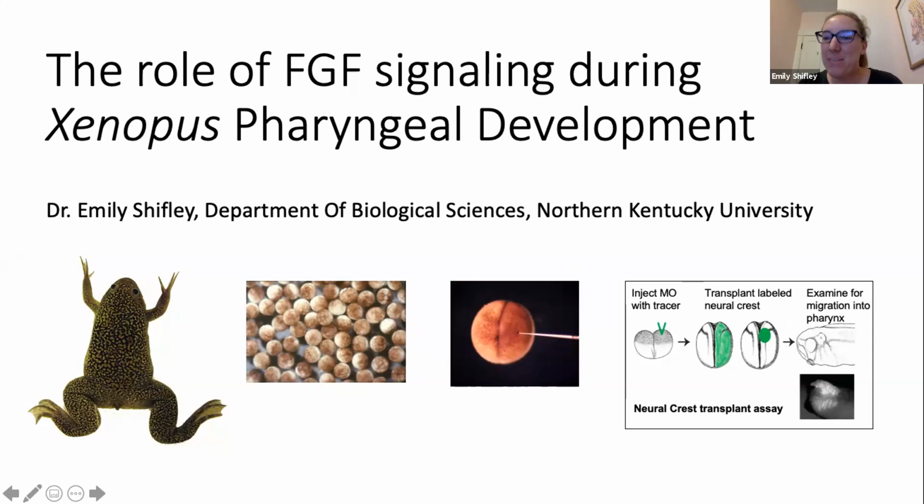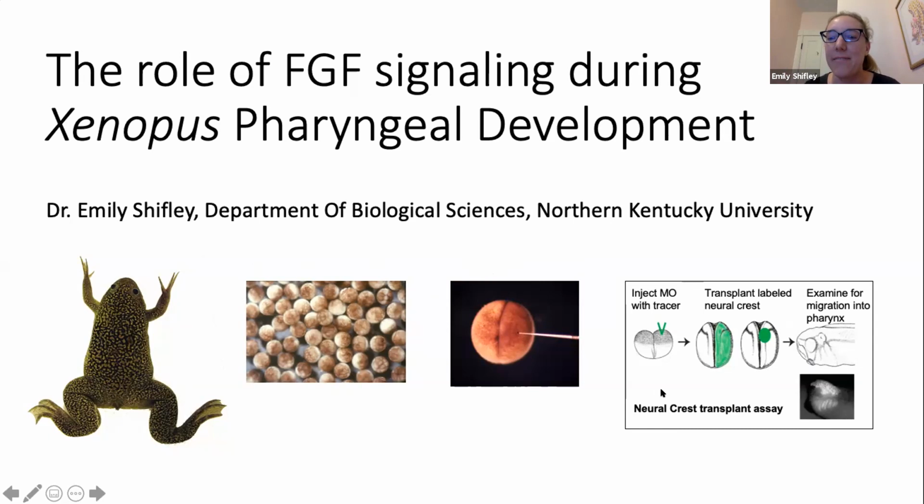Hi, everyone. My name's Emily Shifley, and I'm at Northern Kentucky University, and I'm going to talk about my research on the role of FGF signaling during Xenopus pharyngeal development. So I'm in a Xenopus lab. I love frogs. They're nice because they lay so many synchronously developing eggs for us to do cool experiments with. So we do a lot of similar stuff as zebrafish. We inject morpholinos to knock genes down, and we can inject RNAs as well.